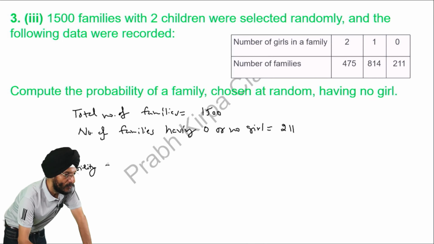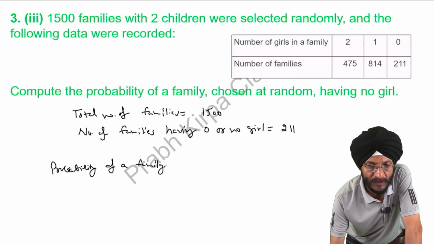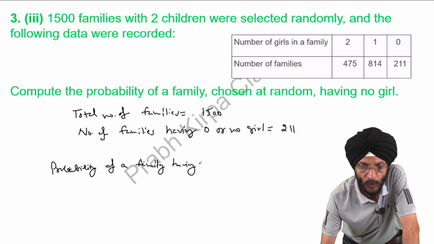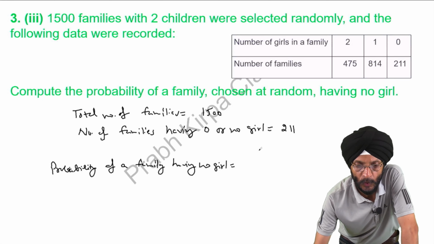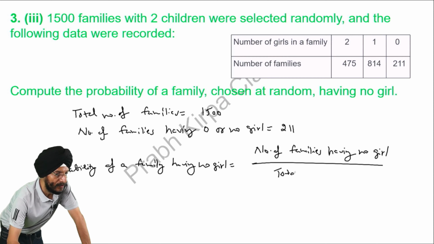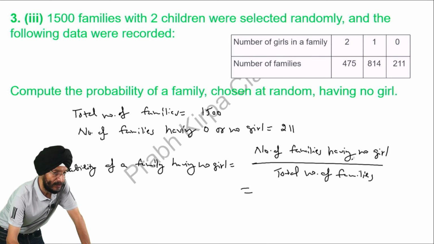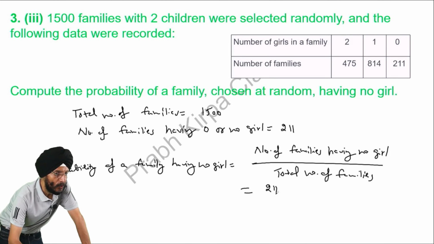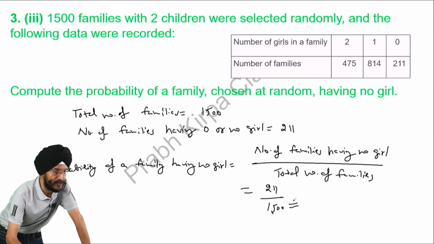So we have to find the probability of a family having no girl, which is equal to the number of families having no girl divided by the total number of families. Here the number of families having no girl is equal to 211. It will be divided by the total number of families, which is 1500. So this is the answer of the third part.